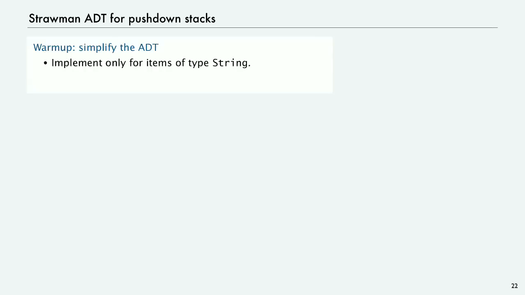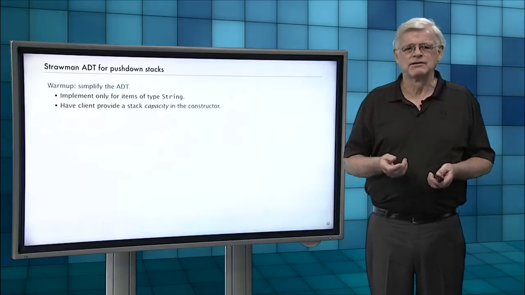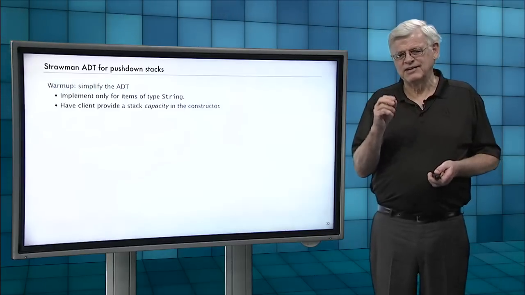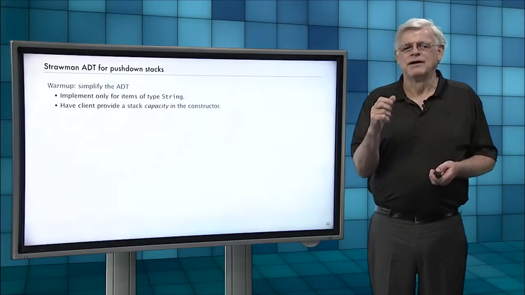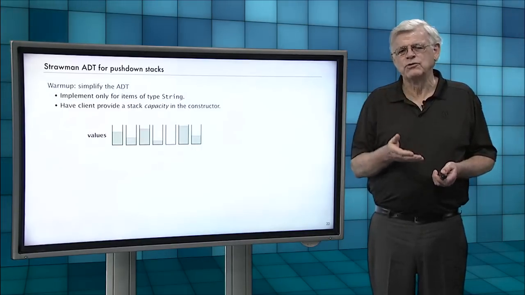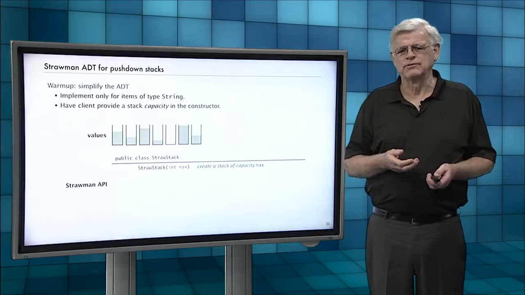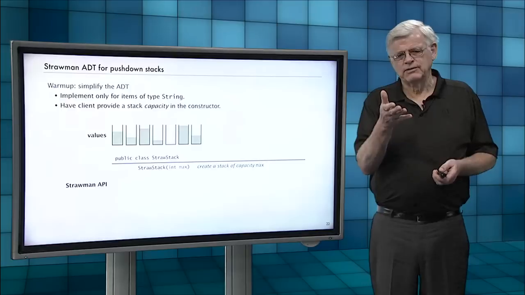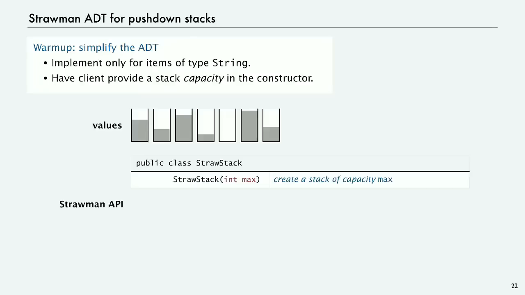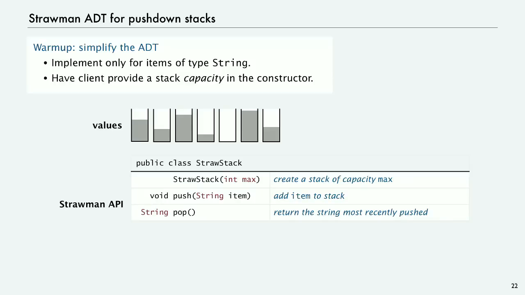First of all, we're only going to implement it for one type of item, say strings. And the other thing we're going to do is to have the client provide a stack capacity in the constructor. The rationale for doing this is that we can just use an array of strings to represent the values. So let's take a look at the API that we're changing a little bit. In the constructor, we're specifying the capacity of the stack. And then when we push, we'll push a string, and we pop a string.